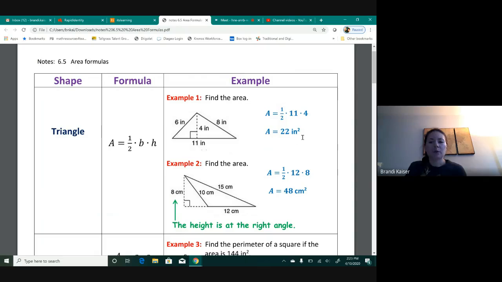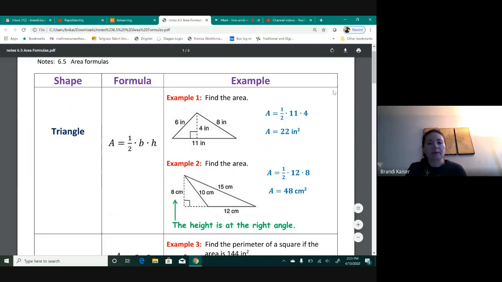Another big thing to point out, I know you guys have done this before, but whenever you're finding area, it's always in square units. So whatever kind of measurement it is, you'll put the unit and you'll put a little square after it. And if they don't give you units, then you have to write out the word unit and put a square after it. But hopefully most of these will have some kind of measurement with it.